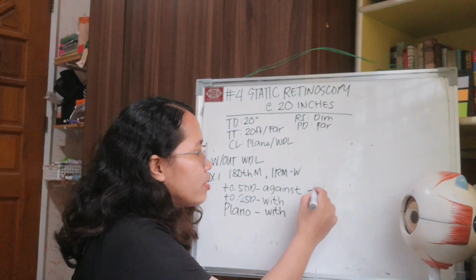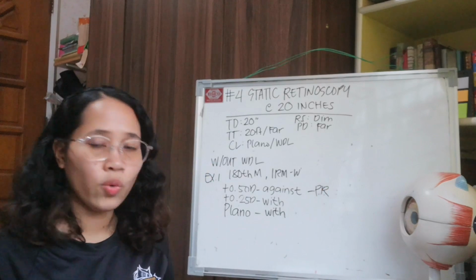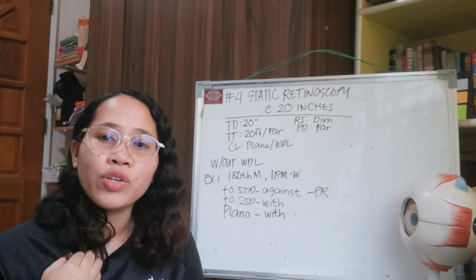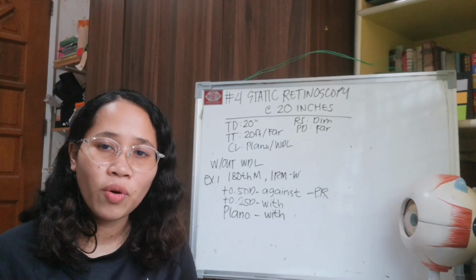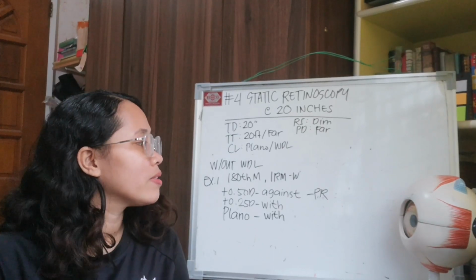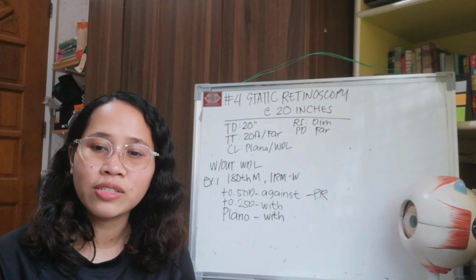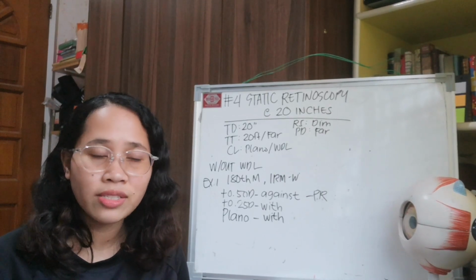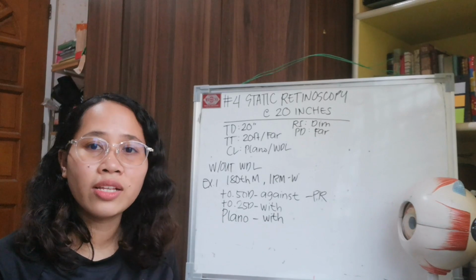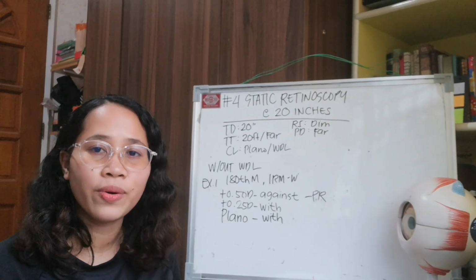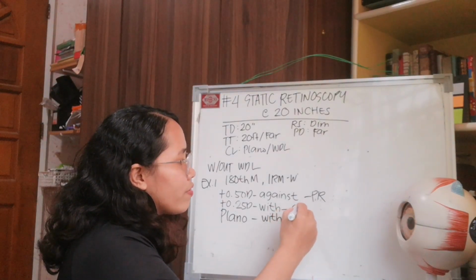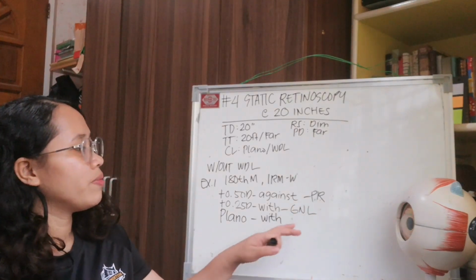So this is now the PR. So what is your GNL? GNL stands for gross neutralizing lens. So your GNL will be the lens before the PR. Okay, going back. The GNL means gross neutralizing lens. So how to get the GNL? It's the lens before your PR. So the lens before your PR is the plus 25. So this is now your GNL.